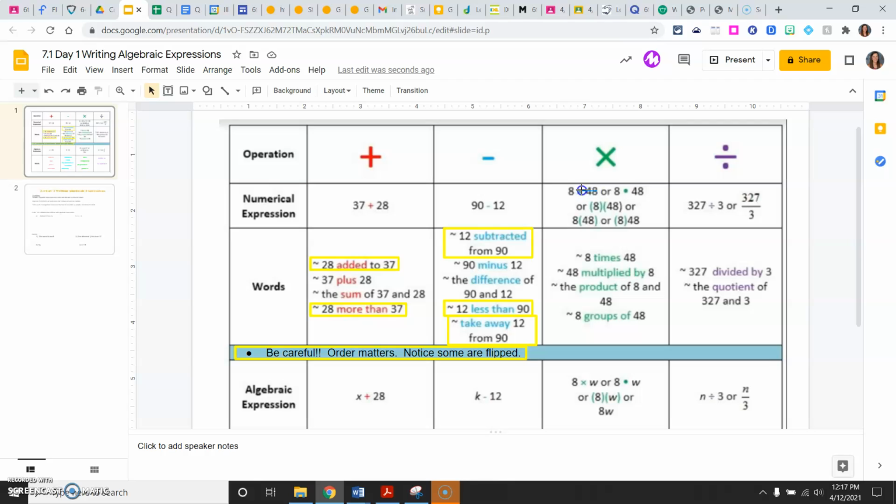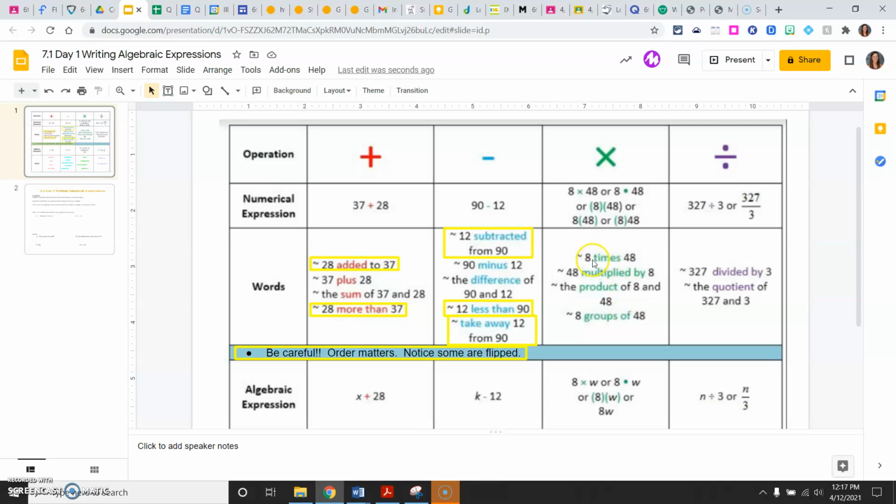But we're going to shy away from using the 8 x 48. Okay, we only want to use x when it's a variable. But when we're talking multiplication, the words we can use are times, multiplied by, product of, and groups of.